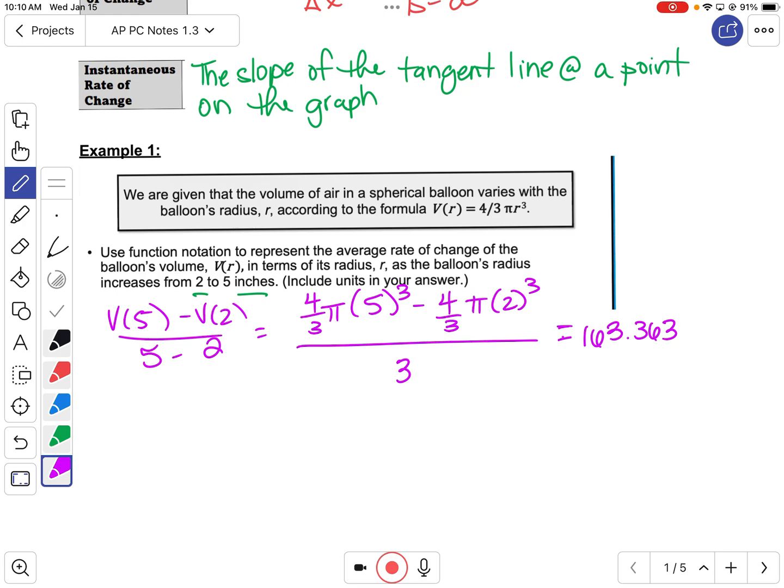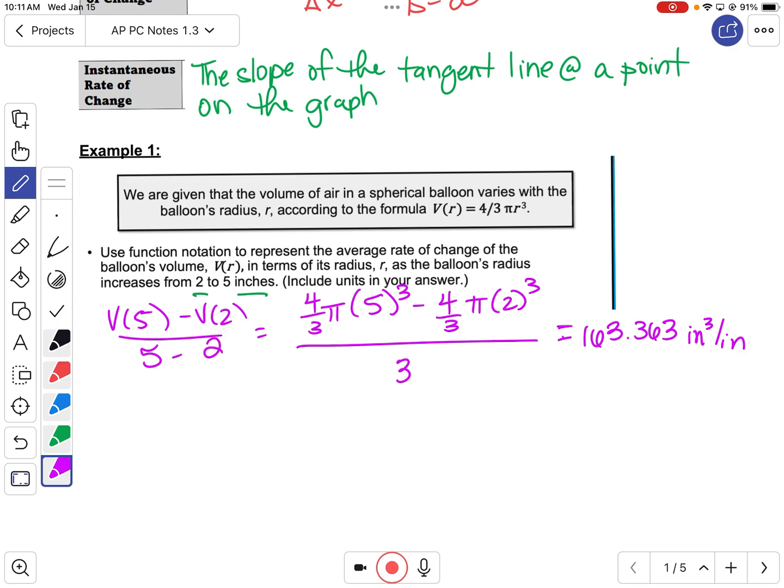Cubic, okay? We use cubic because how many dimensions is volume? 3. It's 3-dimensional. We can actually pour something into it. So inches cubed, remember it's a rate of change. And our radius was measured in inches. So this is a weird unit, but it is inches cubed per inch. That does not reduce to inches squared.